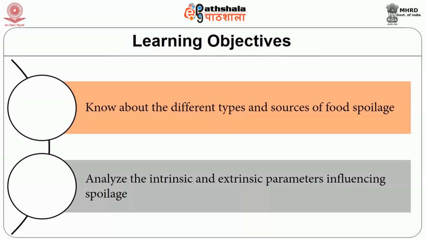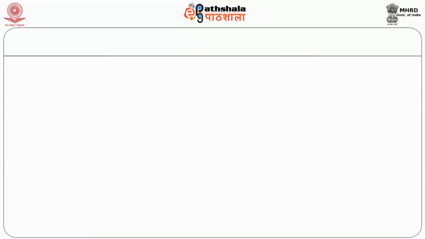The contamination and spoilage of food may be due to numerous reasons. It is a highly challenging task to maintain the safety of food from farm to fork. On completion of this module, you will be able to know about the different types of spoilage and also the sources of food spoilage, and also be able to analyze the intrinsic and extrinsic properties influencing food spoilage.